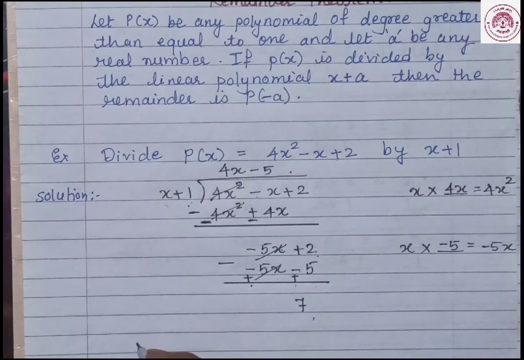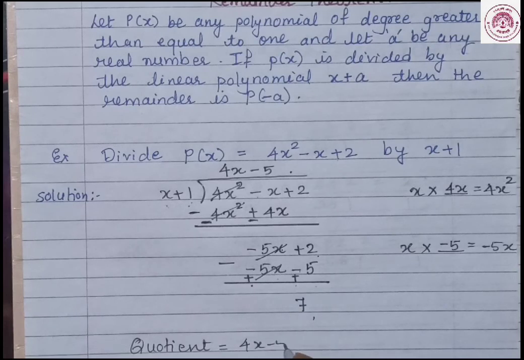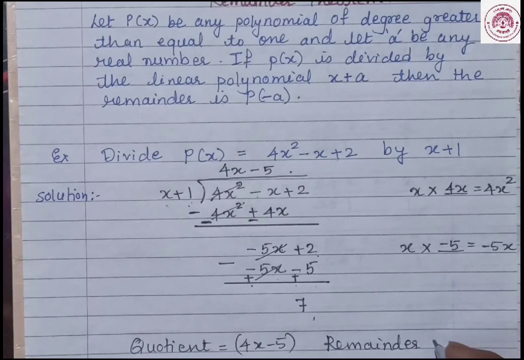So let's write it. Quotient equals 4x minus 5 and remainder equals 7. Now let this be equation number 1.